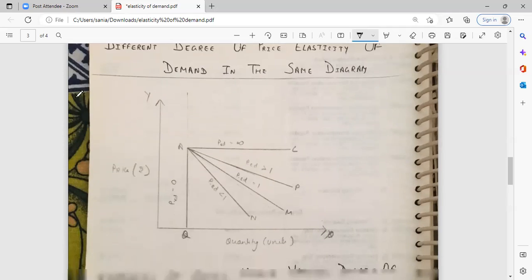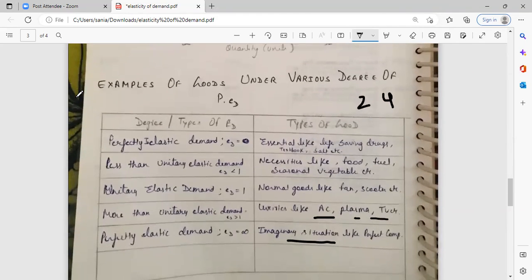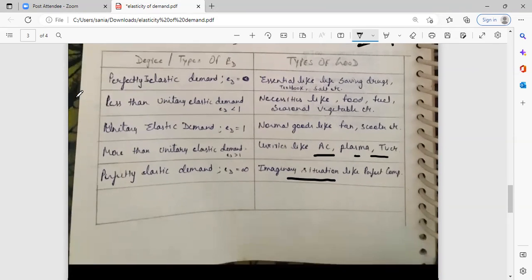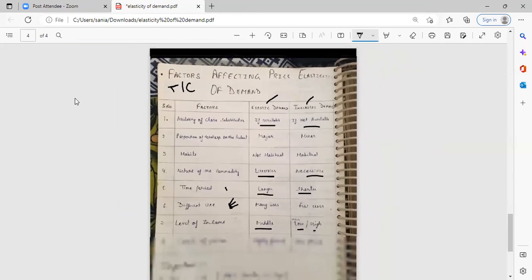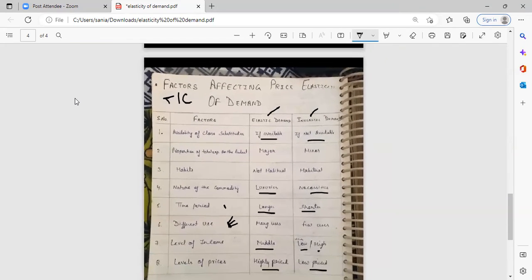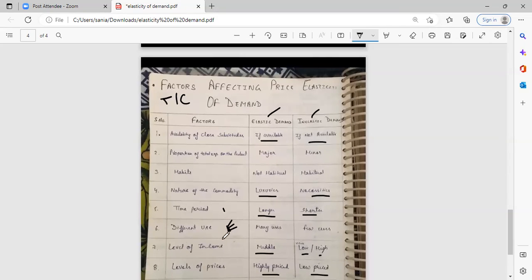Done, ma'am. Done. Now these are the examples. Done? Yes, ma'am. Yes, teacher. Okay. Now these are the factors affecting. Very, very important. Okay. You get a direct question, like, when your level of prices increase, will you change your demand or not?